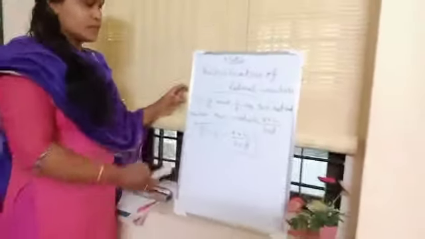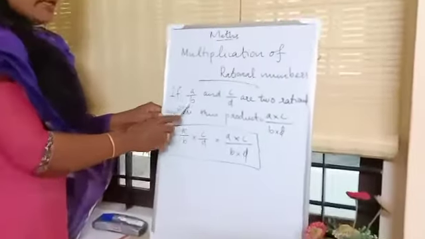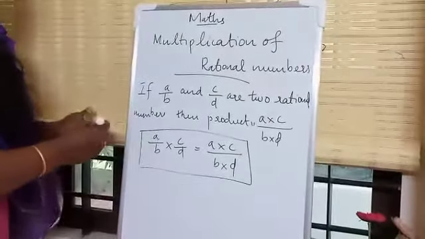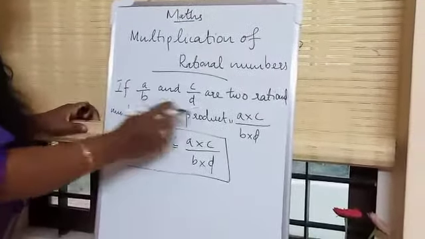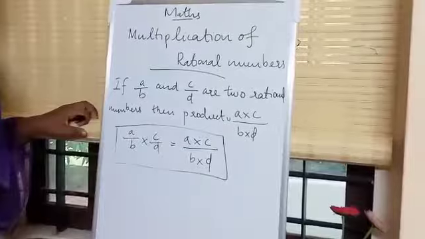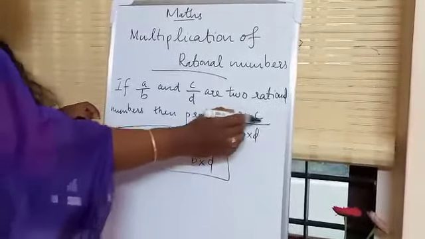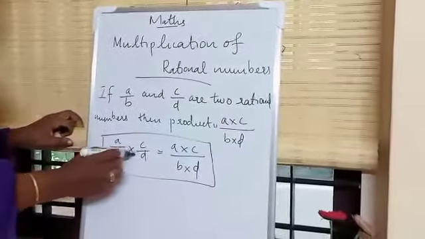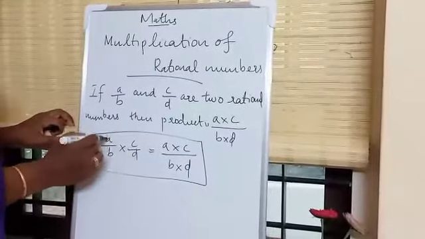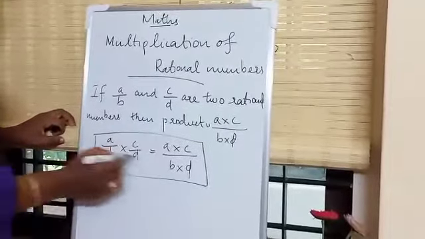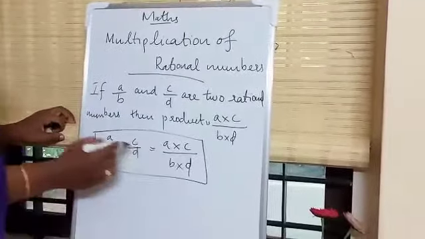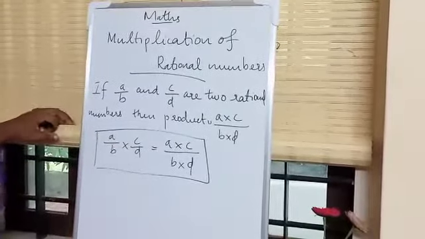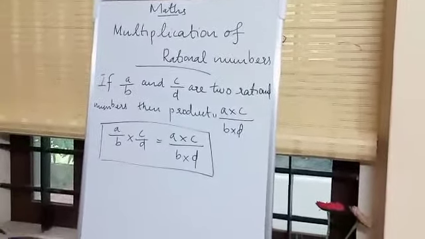Hi students, today we are going to study multiplication of rational numbers. If a by b and c by d are two rational numbers, then the product is a into c by b into d. That is, a by b into c by d is equal to a into c by b into d: product of numerators over product of denominators.